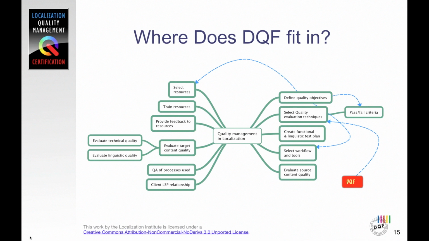When you look at quality management and localization, there are a number of areas involved. Of course, you have defining the quality objectives, which results in itself then selecting quality evaluation techniques and pass and fail criteria. And that is where the dynamic quality framework comes in. Creation of a plan, selecting of the specific workflow and tools for localization. For example, making decisions, are we going to use machine translation with post-edit, pure human translation, crowdsourcing, the evaluation of the source content quality, etc.